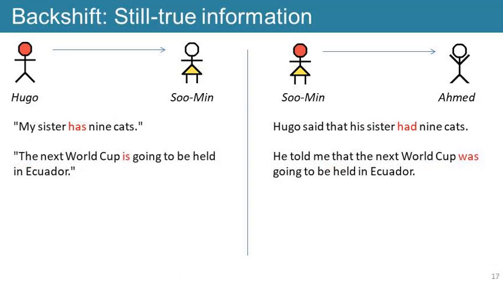The first example from the previous slide is worth noting. Sumin's backshift of "my sister has 9 cats" to "he said that his sister had 9 cats" expresses her doubt about the reliability of Hugo's statement. The second sentence here shows how Sumin backshifts to express a similar doubt, or maybe in the meantime she has established that Hugo is wrong.